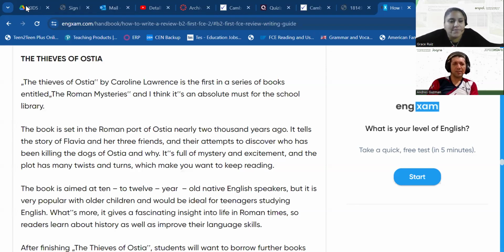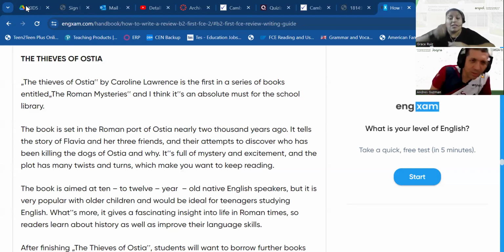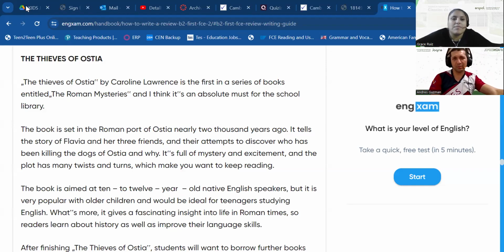Okay. The book is set in the Roman port of Ostia nearly 2000 years ago. It tells the story of Flavia and her three friends and their attempt to discover who has been killing the dogs of Ostia and why. It's full of mystery and excitement, and the plot has many twists and turns. Twists and turns also is like a twist plus, no, in the movie. Like a plot twist. Plot twist, sorry. Yes. Okay, which makes you want to keep reading.